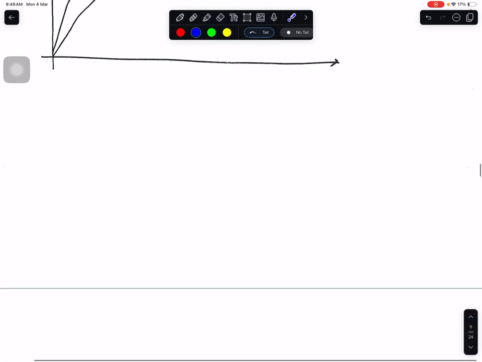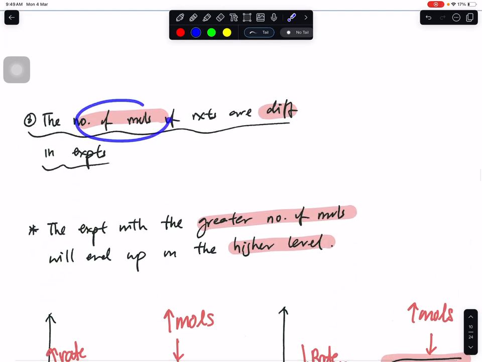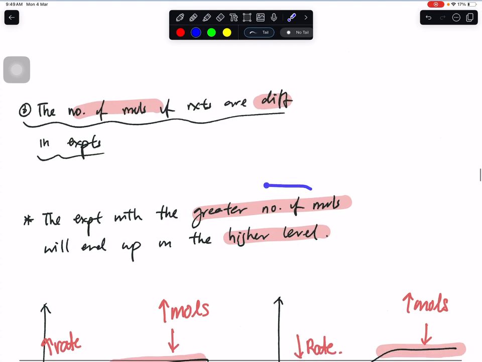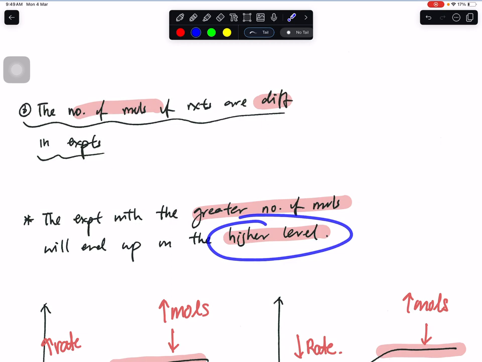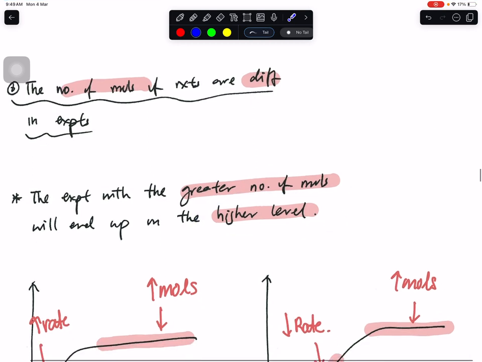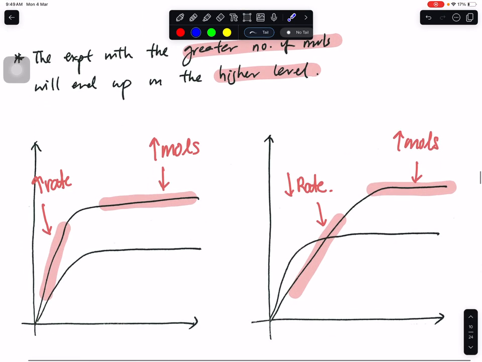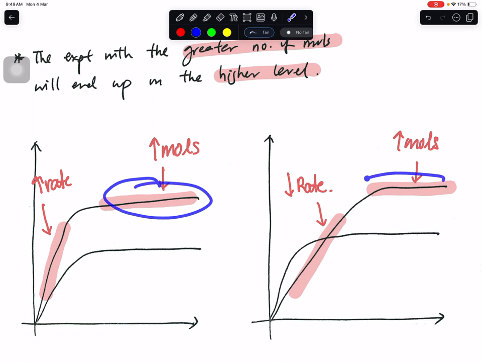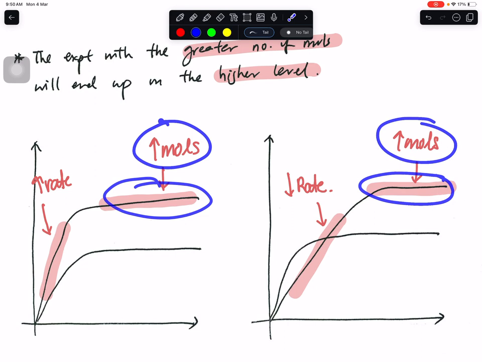But now, let's say your number of moles is not the same anymore. You'll realize the experiment with the greater number of moles will end up at a higher level. So if you take a look at the two shapes of this graph, pay attention to the higher level graph first. You'll realize these are all higher in moles.